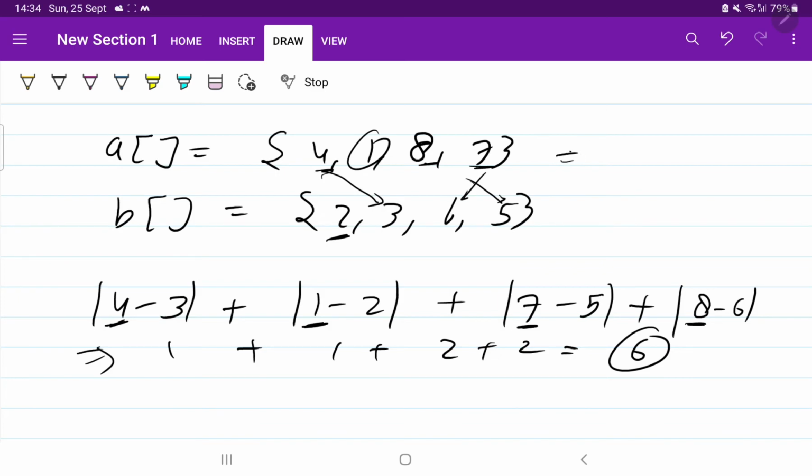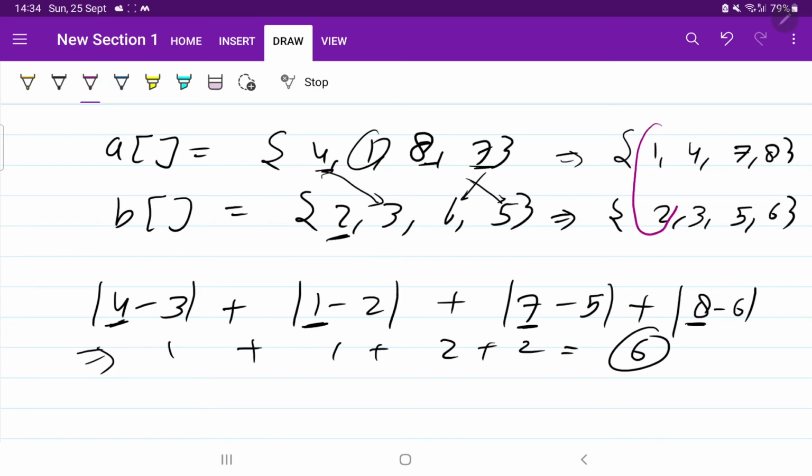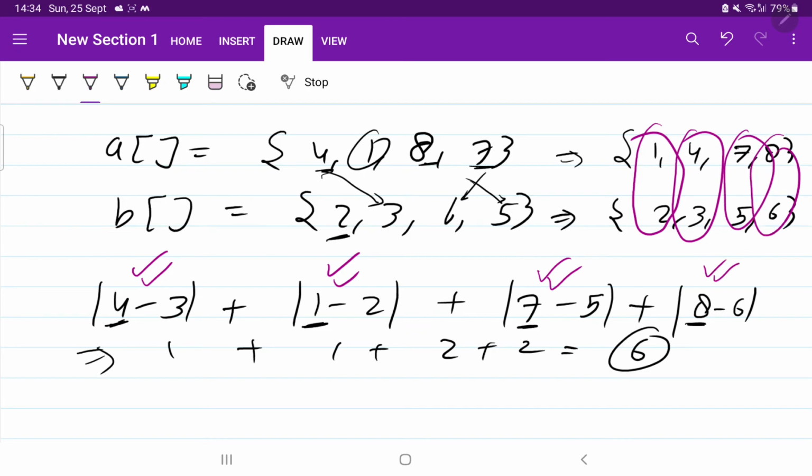So let us try to sort the array. What will happen if we sort the first array? We are going to get 1, 4, 7 and 8. And if we sort the second array, it will be 2, 3, 5 and 6. Now if we subtract the elements, 1 minus 2, yes. 4 and 3, yes. 7 and 5, yes. 8 and 6, yes. So we got the output as 6.